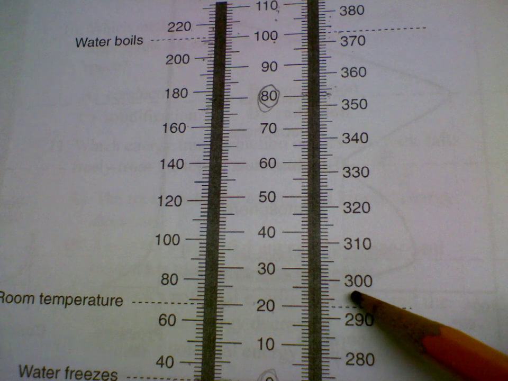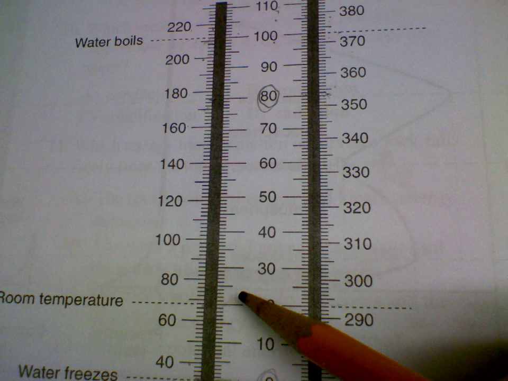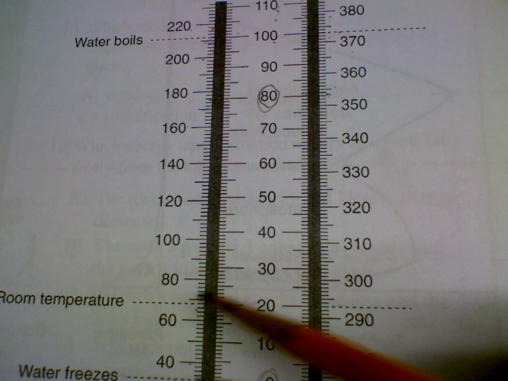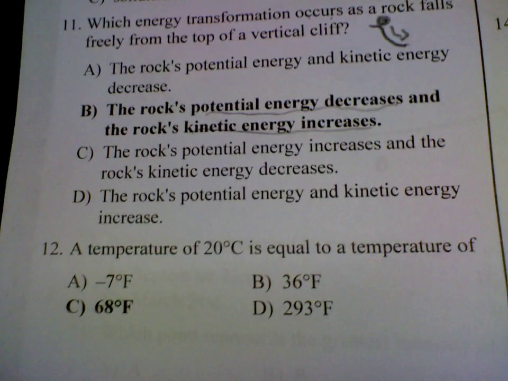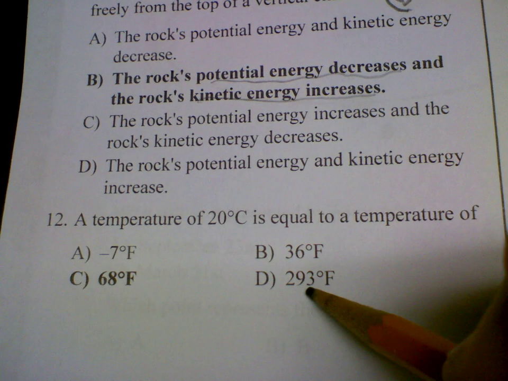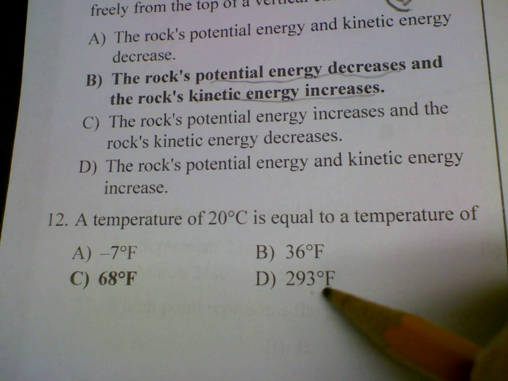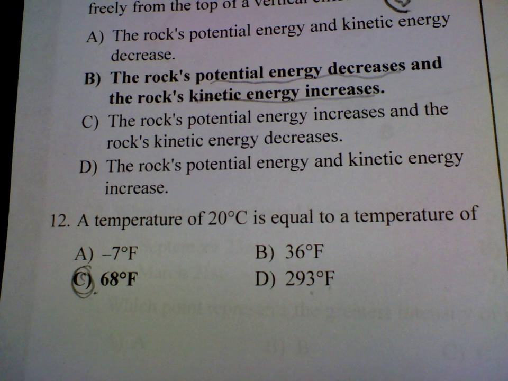Or it would be 293 Kelvin. So we're looking for the choice that either says 68 Fahrenheit or 293 Kelvin. Let's go and see. Oh, they tried to trick you. Look where they tried to trick you. They did put a 293, but that's Fahrenheit. We said in Fahrenheit, it's 68 degrees Fahrenheit. So for 12, you should have gotten C.